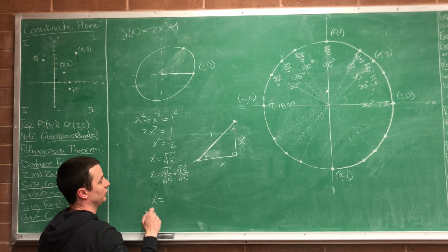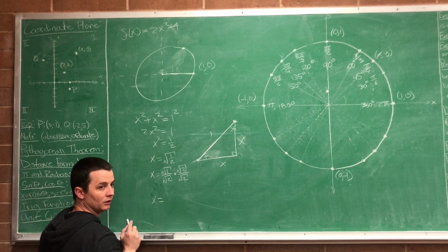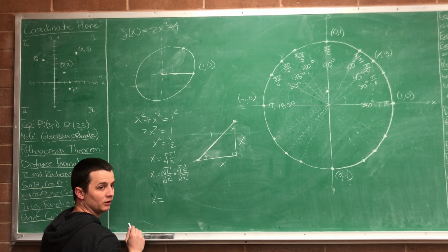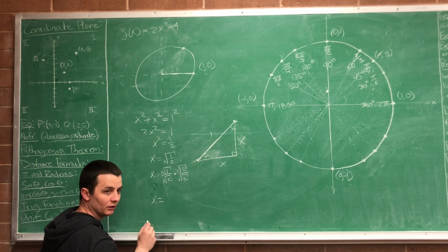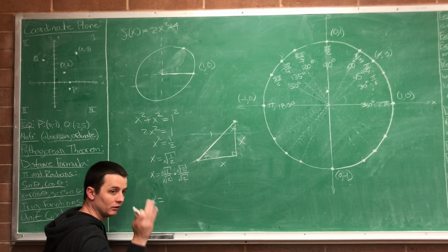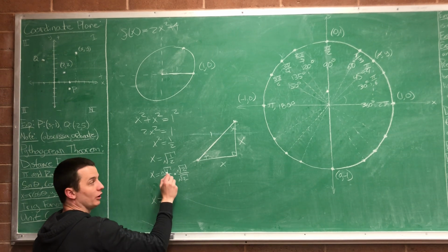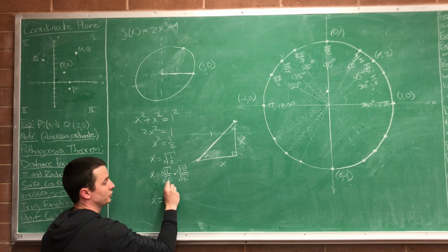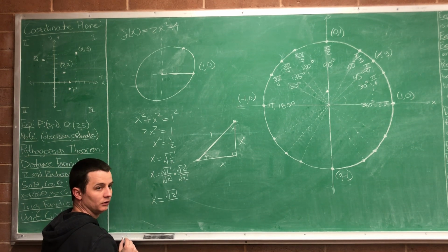So x is equal to, what's the square root of 1 times the square root of 2? It's just the square root of 2. Anything times 1 is just that thing. So square root of 2 times 1 is square root of 2. What's square root of 2 times square root of 2?